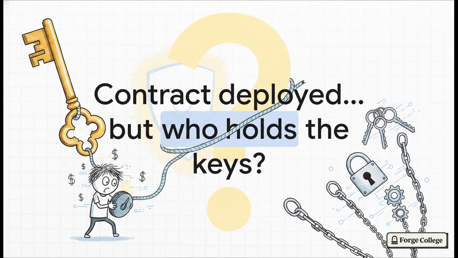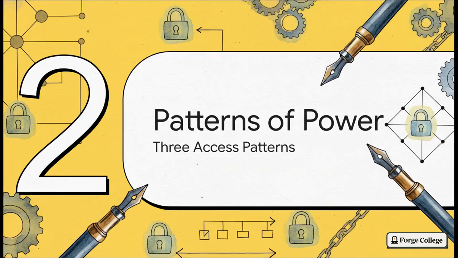I mean, knowing how a modifier works mechanically is crucial, but it's not enough for secure design. We have to map out the architectural logic. Who gets single-owner control? Who needs multi-party consensus? Where do we need those fine-grained roles? Section 2, 3 patterns of power.